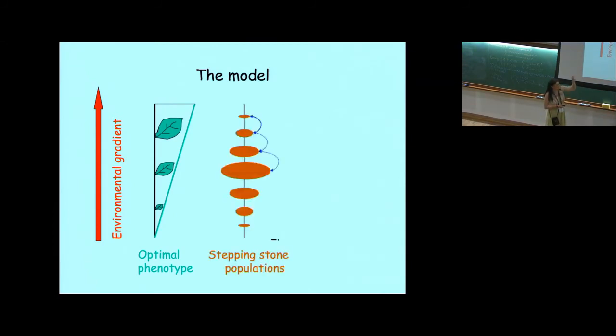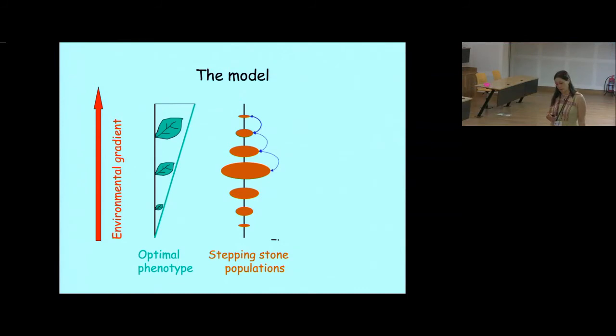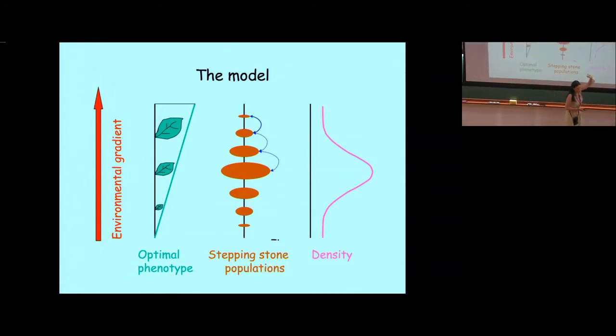You had some kind of stepping stone population with migration only from one population to the next, and density will be higher at the center of the range and lower at the margins. In this model, density was fixed as a parameter. It was not evolving with maladaptation. It was just a classic population genetic model.